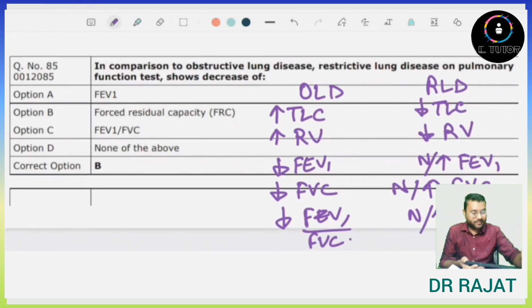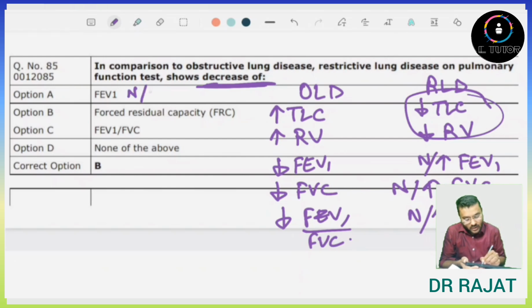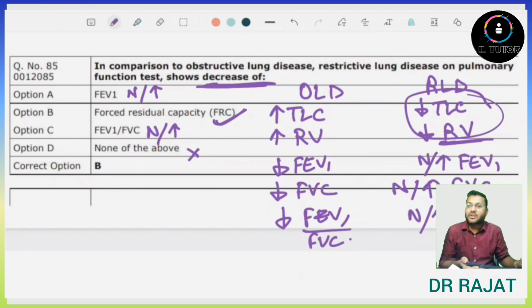Now they are asking what thing restrictive lung disease will show a decrease of. There are two things which will decrease in RLD, which are total lung capacity and residual volume. If we talk about the options, FEV1 is not decreased; it is either normal or increased. Functional residual capacity: we know that the residual volume decreases, so functional residual capacity will also decrease. So this is true. FEV1 upon FVC is either normal or increased, and none of the above is also not true. So the answer here will be option number B, functional residual capacity, which is decreased in restrictive lung disease.